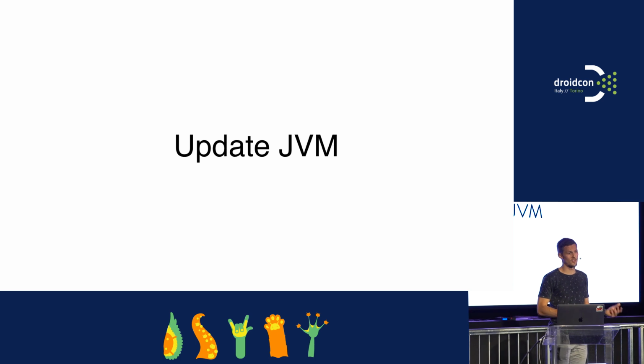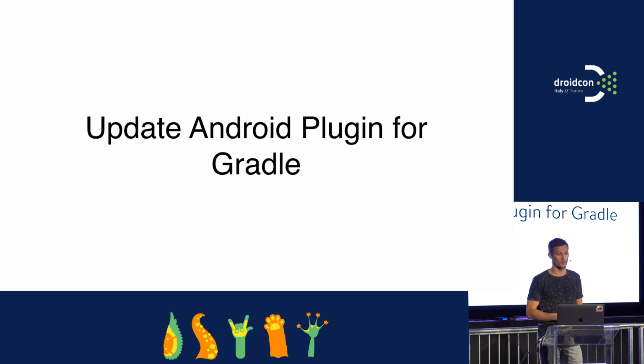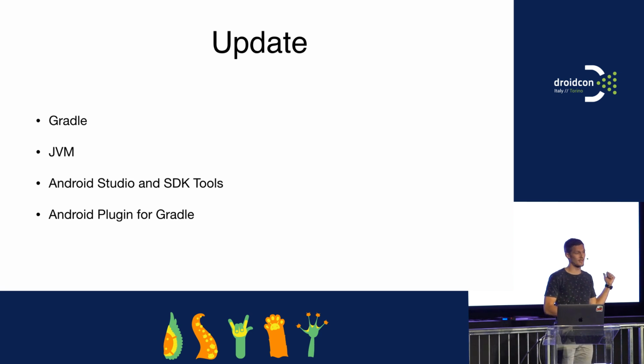Also, we should update the JVM. The JVM also has optimizations with new releases in there. I think you sometimes don't really feel a difference, but it also helps to make your build a little bit faster. Also update Android Studio and the SDK tools, and also the Android plugin for Gradle. So just keep all those things up to date, and you will get faster builds without having to change that many things.